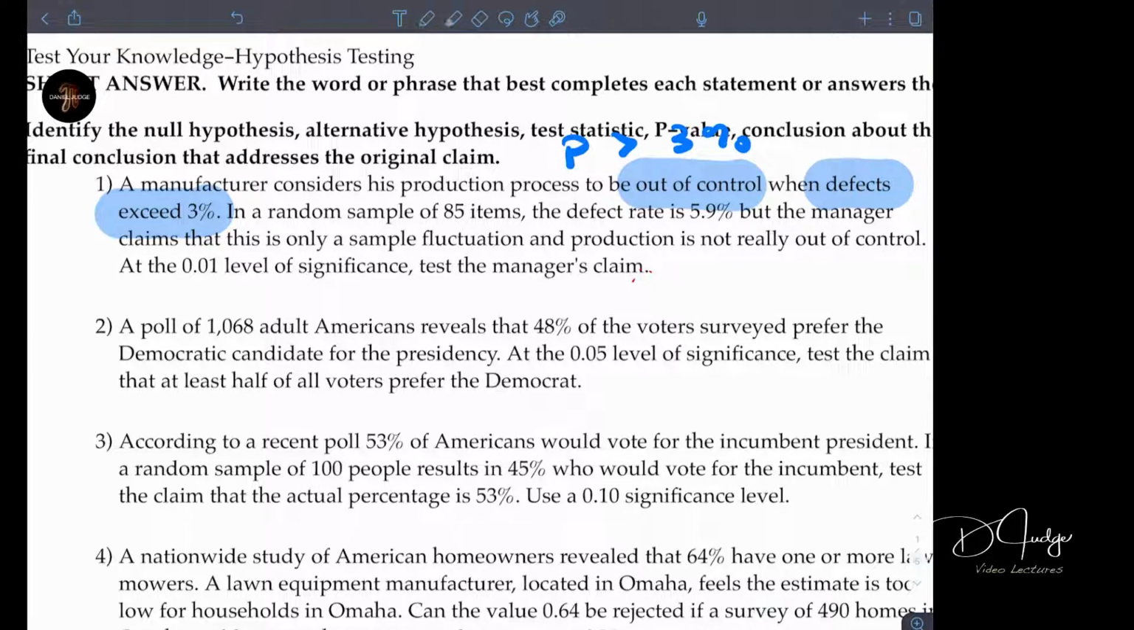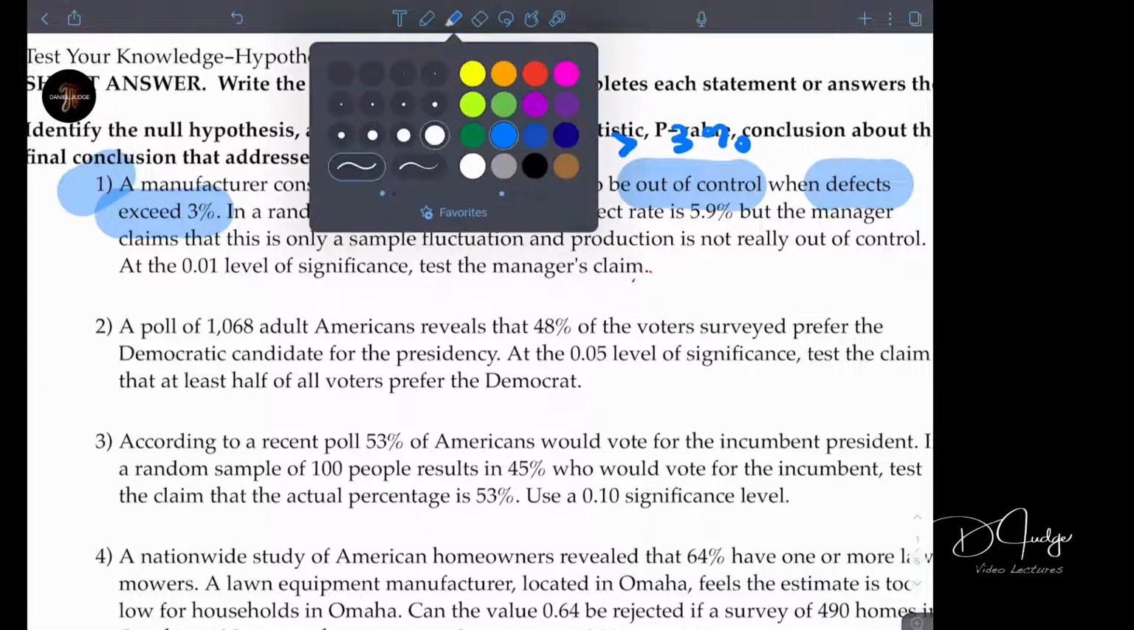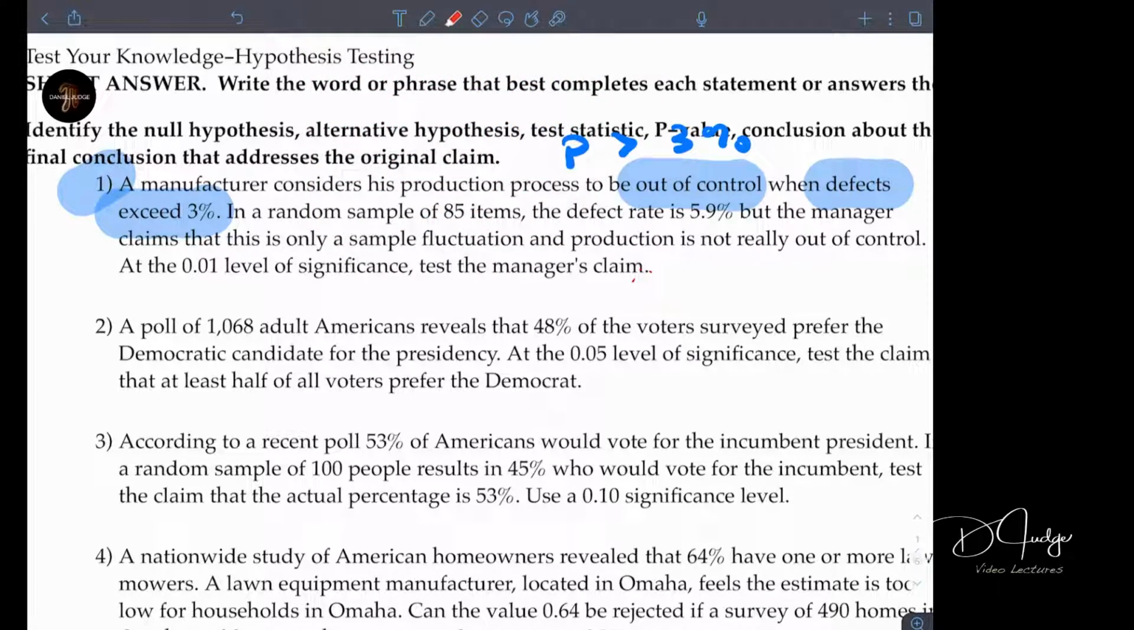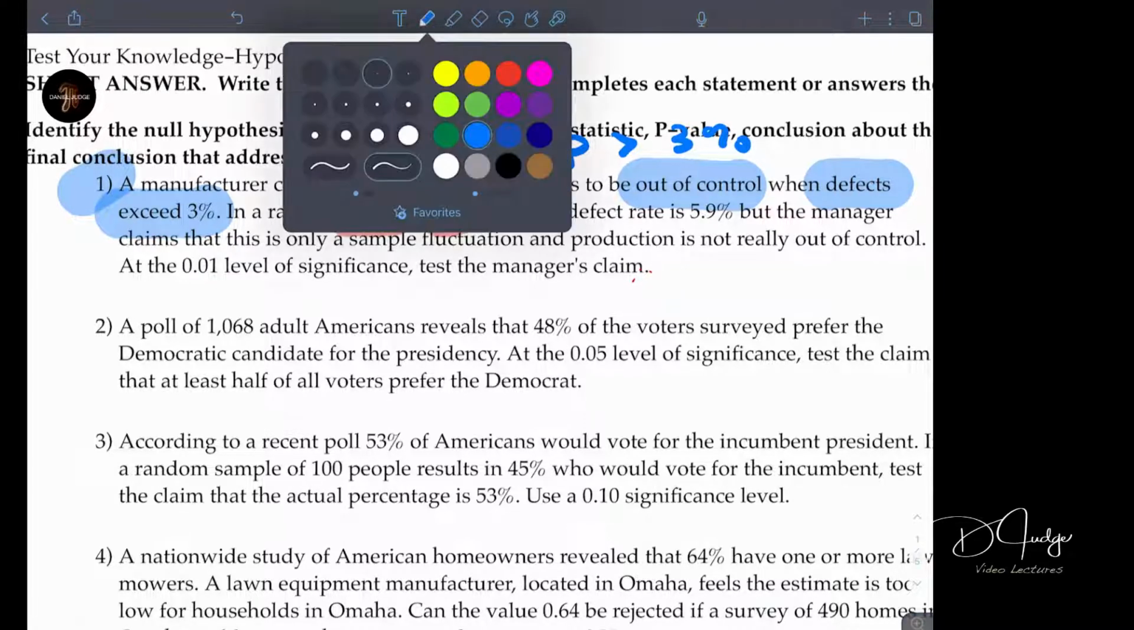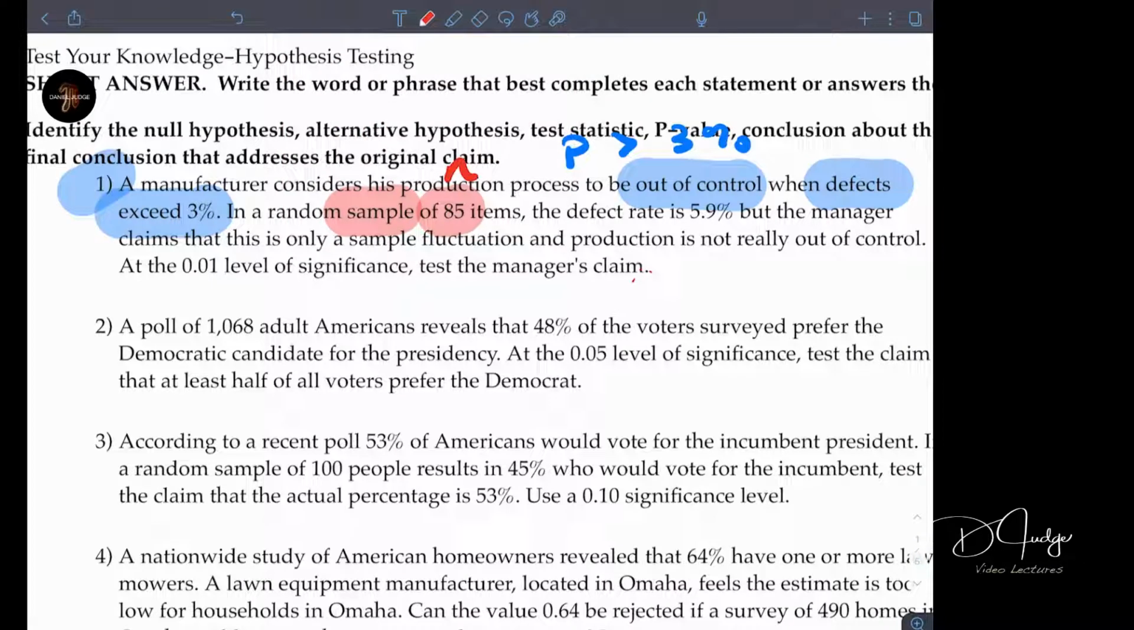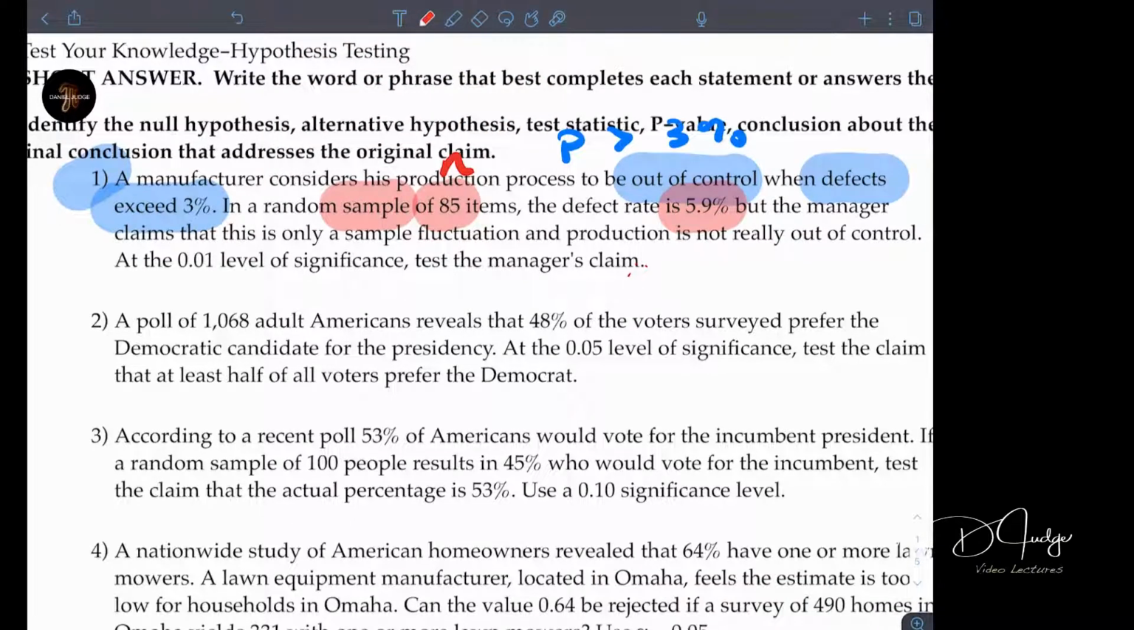Now, when you read further here for question number 1, it says a random sample. Okay, this is sample information. So you have a random sample has 85 items. That's sample size. And the defect rate is 5.9%. So that's a sample proportion, ladies and gentlemen. So I got to write it down somewhere here. I just maybe put it over here. Sample proportion is 5.9%. So that's the defect rate.